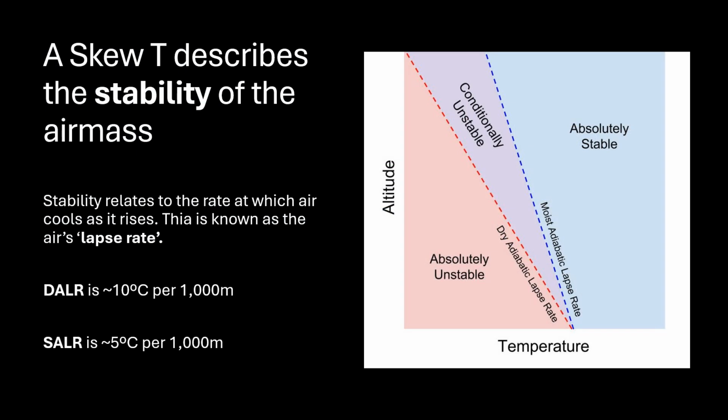The temperature and dew point of the air as the balloon ascends allows meteorologists to plot the actual or environmental lapse rate against the reported air pressure. In doing this, the stability of the air at different heights becomes clear. Air that cools faster than the dry adiabatic lapse rate is known as absolutely unstable. Air cooling less fast than the saturated adiabatic lapse rate is known as absolutely stable. Air that cools at rates between 5 to 10 degrees Celsius per 1,000 meters is referred to as conditionally unstable.